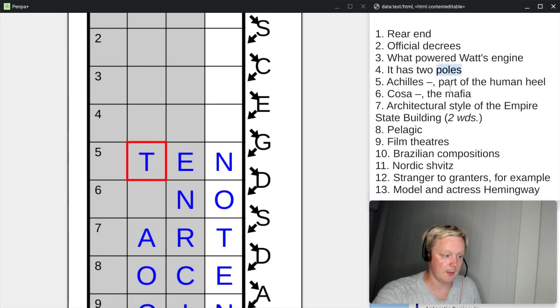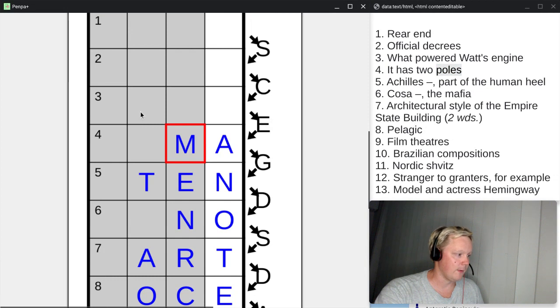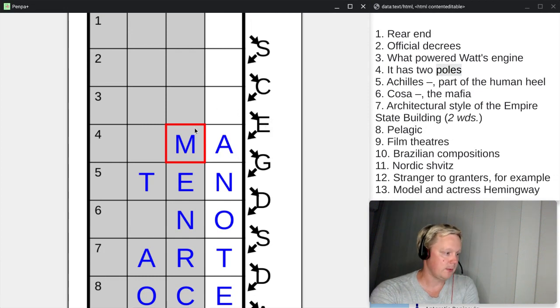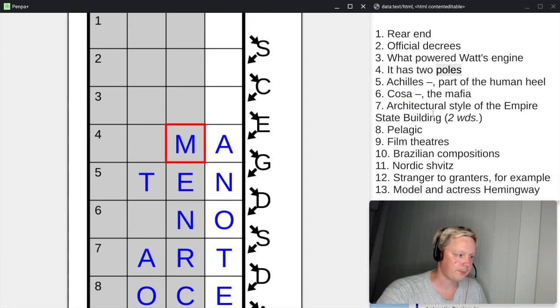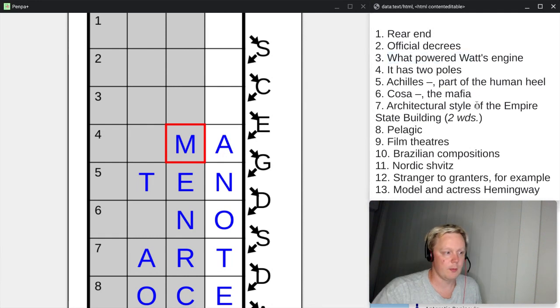Now obviously this could be like planet or something. GNET ending, it's going to be a magnet. Magnet gives us now EAM as the end letters for 3. What powered Watt's engine? Now, Watt was famous for his steam engine. So what powered it was just steam.